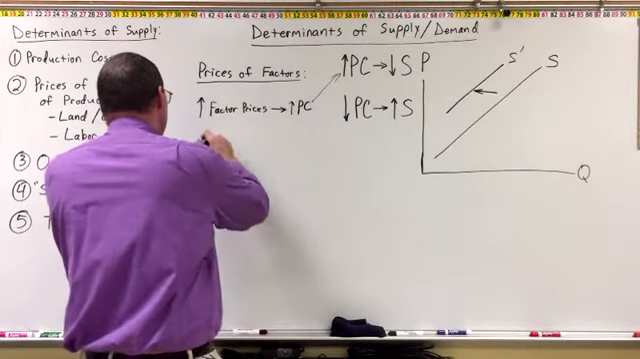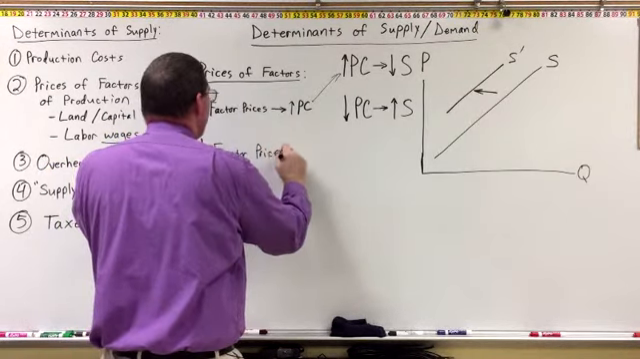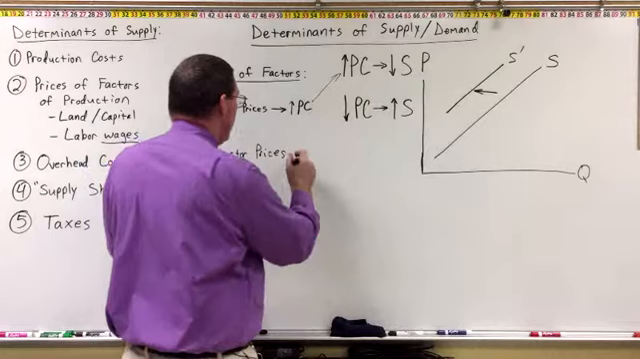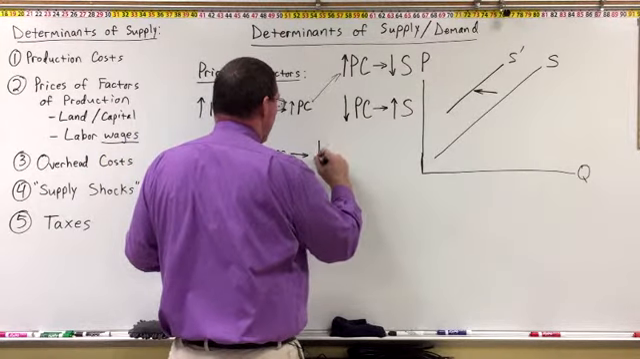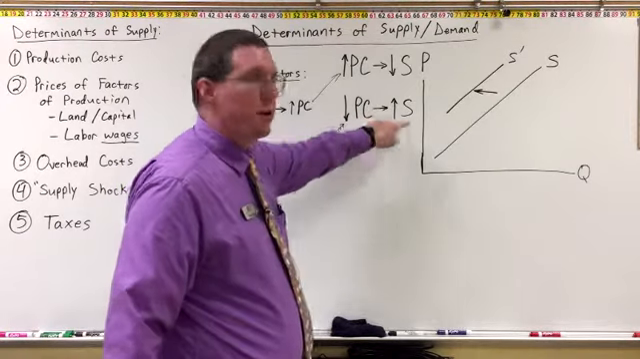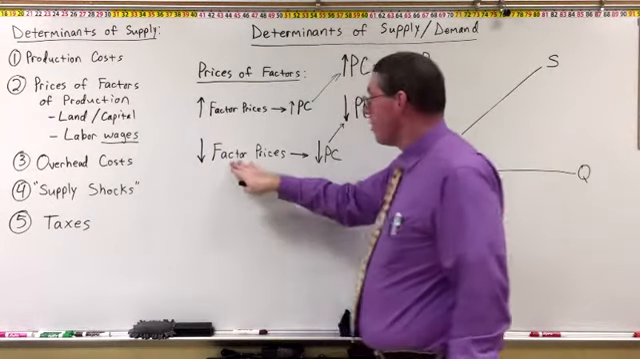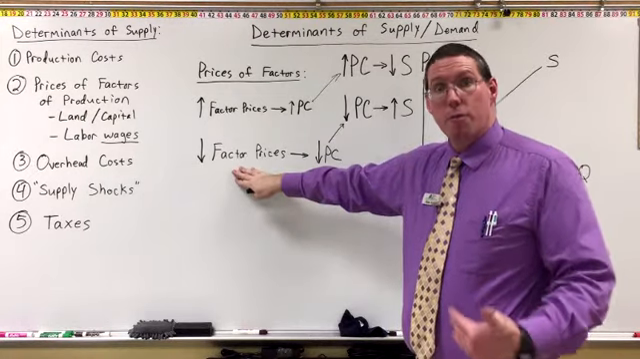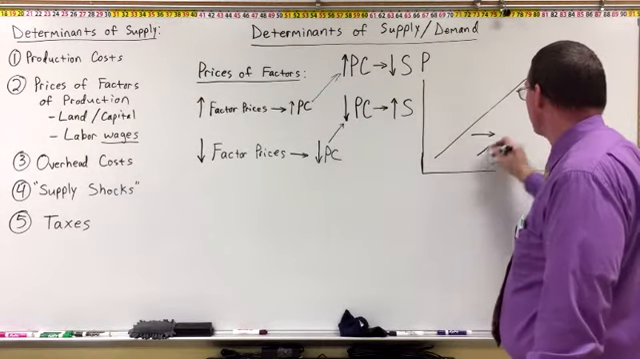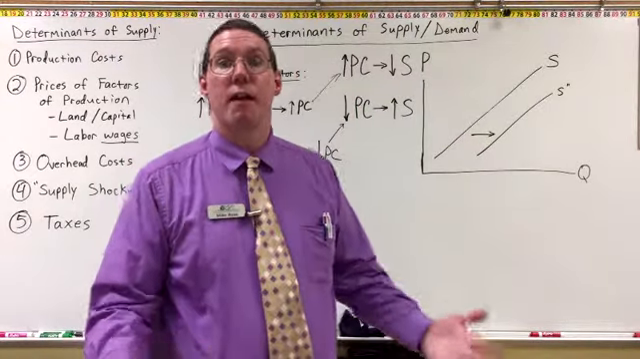On the other hand, if we have a decrease in factor prices, that means that we can buy more factors of production. Being able to buy more factors of production means that our production costs have gone down. That's a decrease in production costs, and therefore will result in an increase in supply. And so, when our supplies are cheaper, we can make more stuff. And so we have an increase in supply. That's a rightward shift of the supply curve, and that is good for us because now we can make more stuff and sell more stuff.